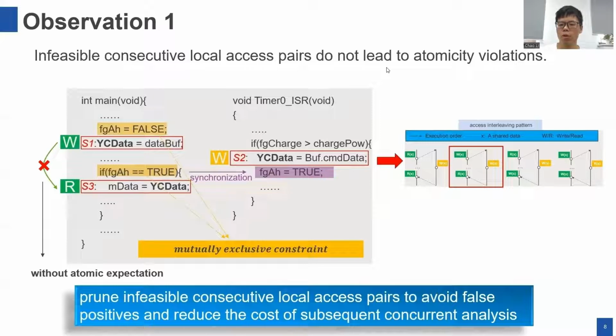Although S1 and S3 are two consecutive local accesses, they are mutually exclusive and thus infeasible, indicating the program has no atomicity assumption on them. Thus, there is no atomicity violation, even if an access interleaving pattern is violated. By pruning such infeasible consecutive local access pairs, we can avoid false positives and reduce the cost of subsequent concurrent path analysis.